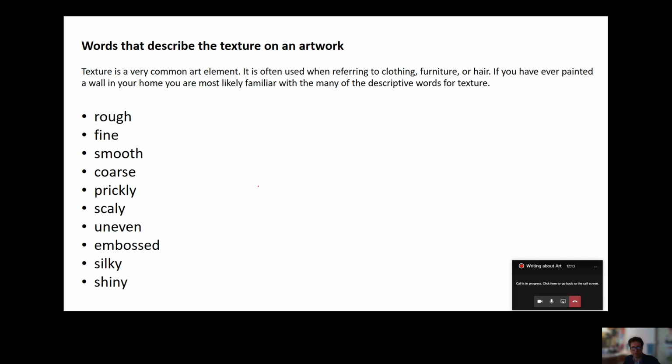This quite often refers to furniture or a sculpture, etc., but it could also refer to the way the paint is on the canvas. Is it rough? Is it painted finely? Is it smooth? Is it coarse? Is it an uneven finish?